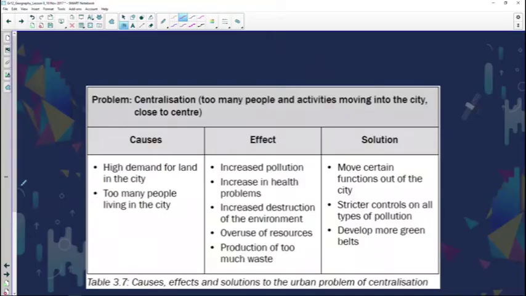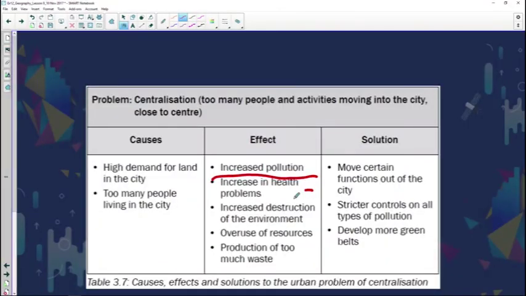And centralization. Now, unfortunately, because of the rural-urban migration, there's a high demand for land in city areas, but already there are too many people living in the urban areas. Keep in mind, it puts strain on services, for instance, garbage collection, water, electricity. And what does it do? It increases the pollution, increases health problems. It's destruction of the environment. Many greenbelt areas can't survive because of the amount of pollution taking place and the amount of garbage being created by the amount of people.